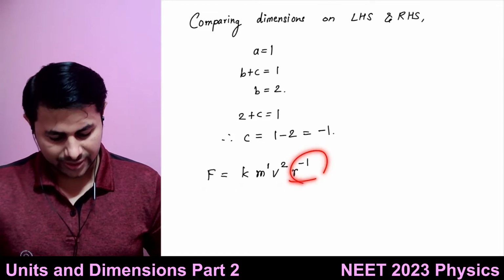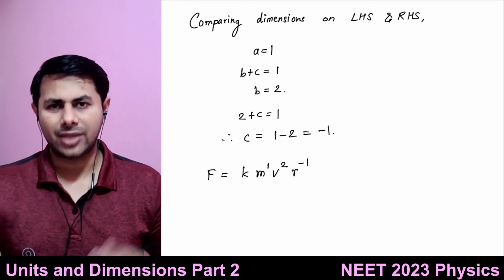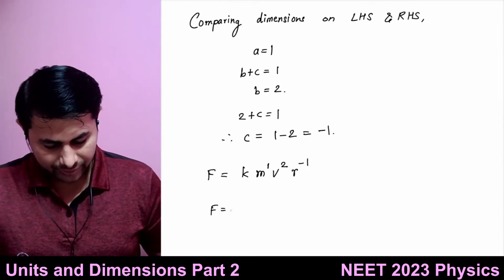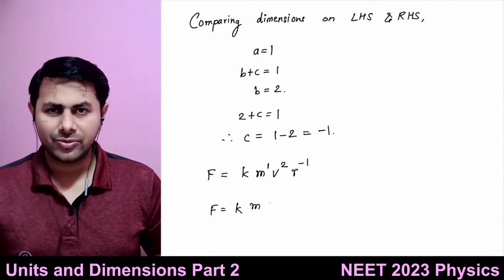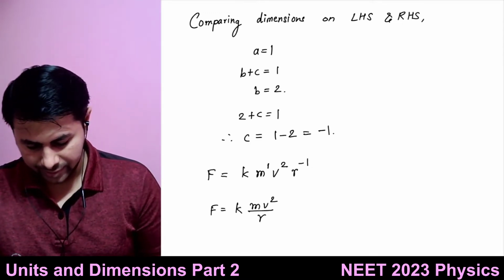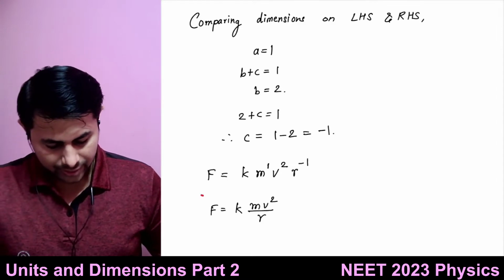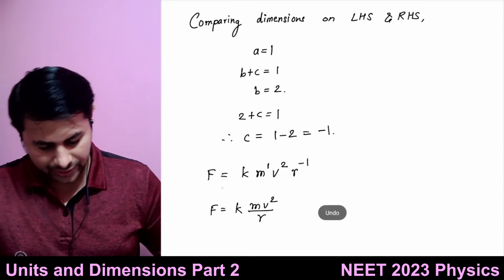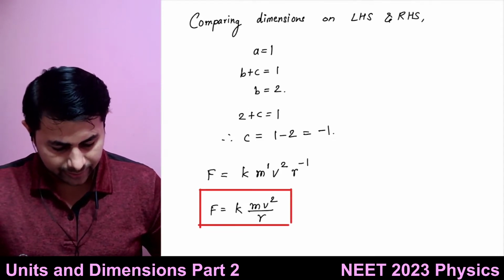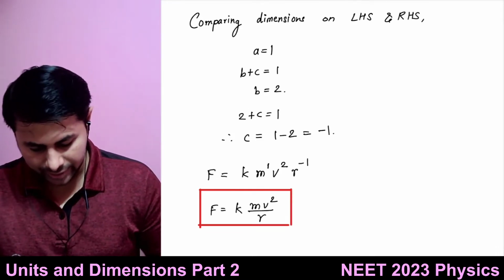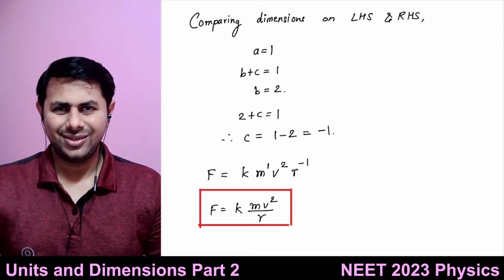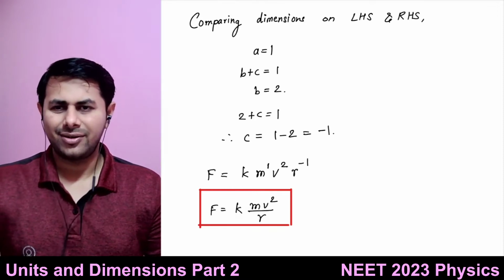Right, if you take this r raised to minus 1 in denominator, it becomes r raised to 1, that is r only. So f is equal to k multiplied by m raised to 1, which can be written as m v square divided by r. You got this formula, okay, which is exactly equal to the formula for the centripetal force, except for this multiplicative factor, which we cannot find out using the dimensions. Okay, that factor is equal to 1. Got it?